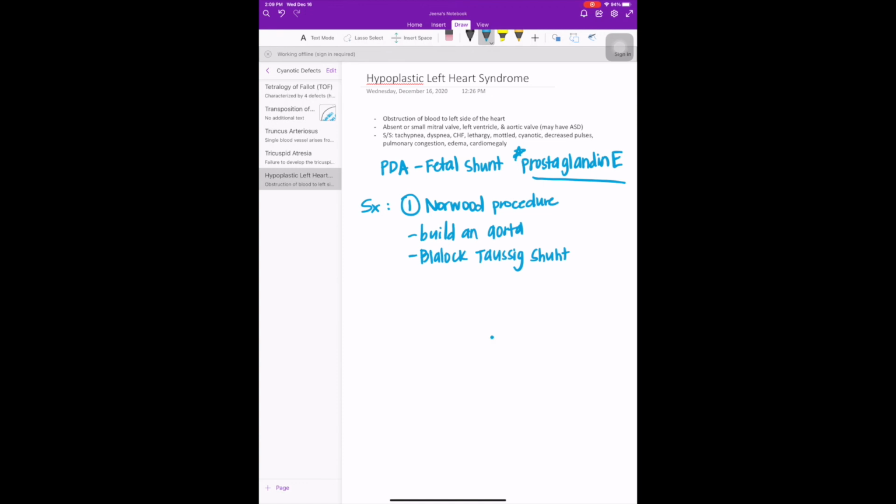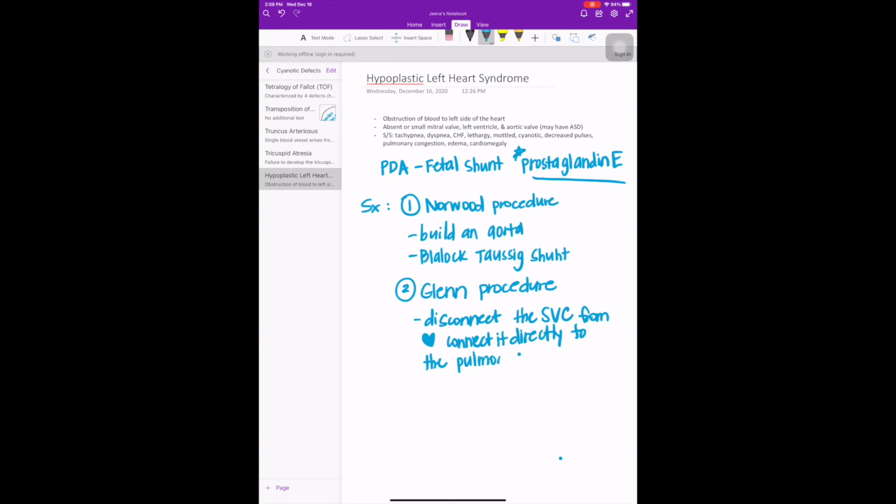Then after they do that procedure, they're going to do what's called the Glenn procedure. What they're going to do here is disconnect the superior vena cava from the heart and connect it directly to the pulmonary artery. And then from here, they're going to remove the Blalock-Taussig shunt.